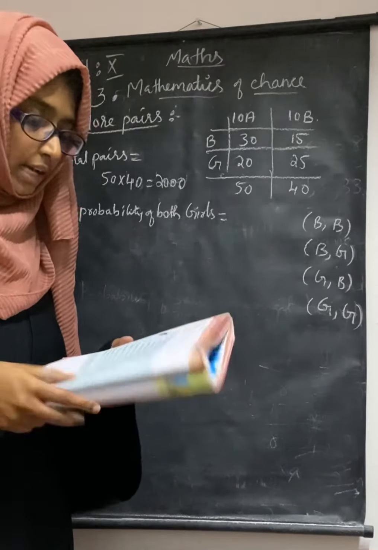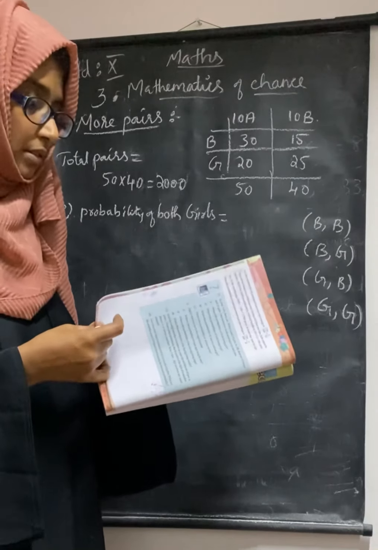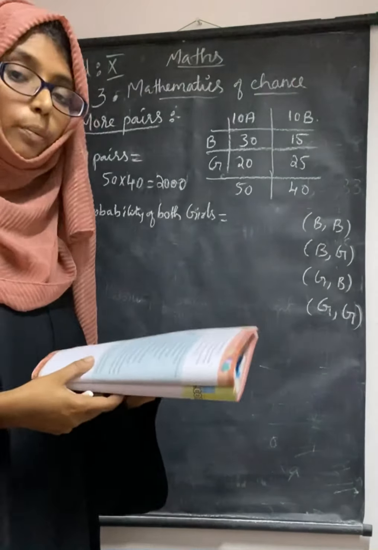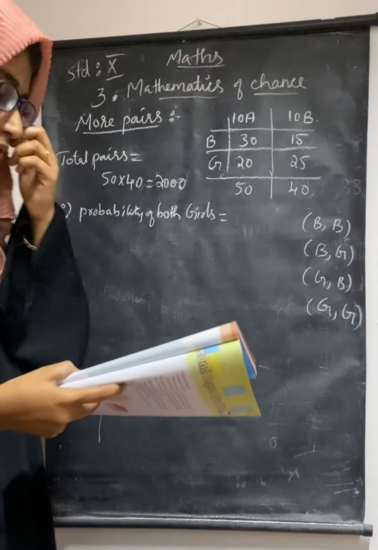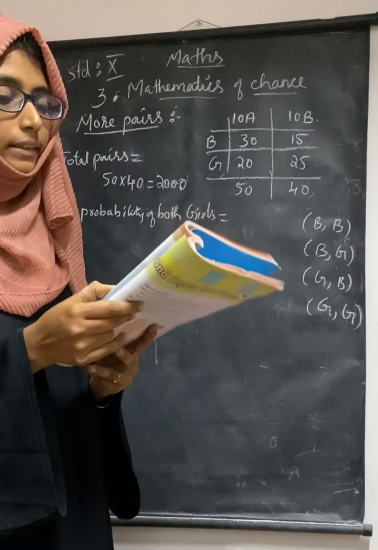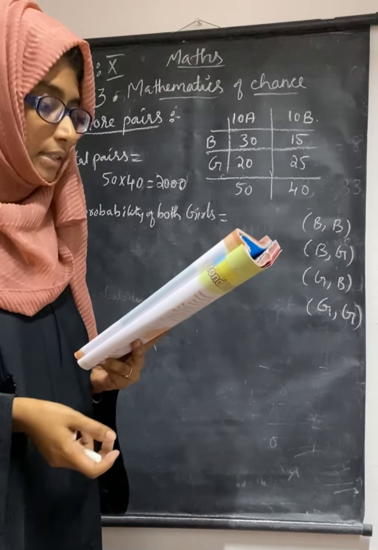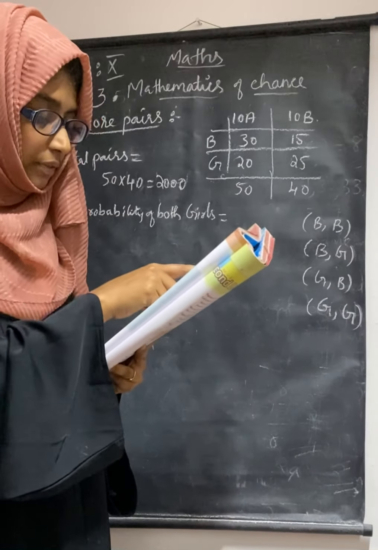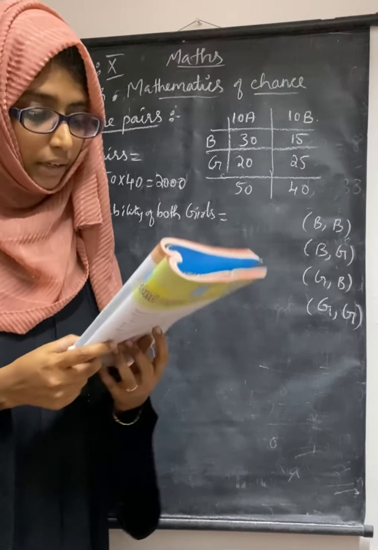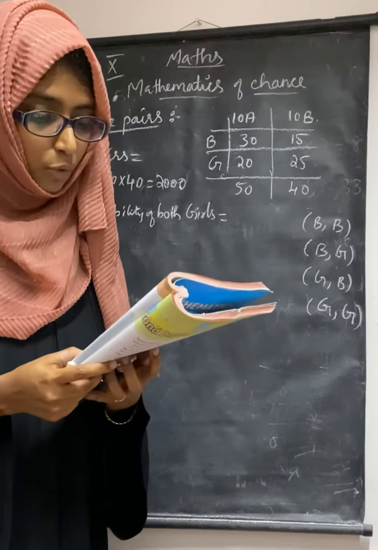Now we'll move on to the last part of this chapter, that is more pairs. Last time we have seen some pairs, so it will be more pairs. That can be explained by doing a problem. In class 10, page number 78, first question. In class 10th A, there are 30 boys and 20 girls. In 10th B, there are 15 boys and 25 girls.